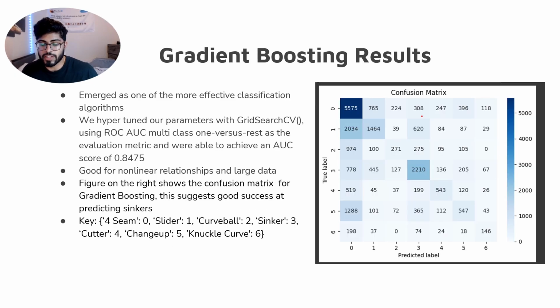One of the most effective classification algorithms for us was gradient boosting. The model achieved an impressive ROC AUC score of 0.8465. Its ability to handle complex nonlinear relationships in the data and its capacity for handling large data sets made it a popular choice for a variety of classification tasks.